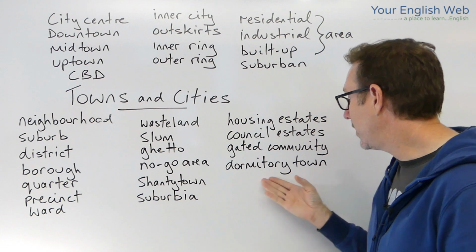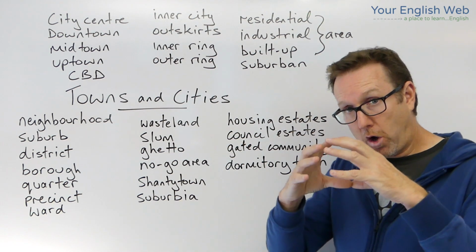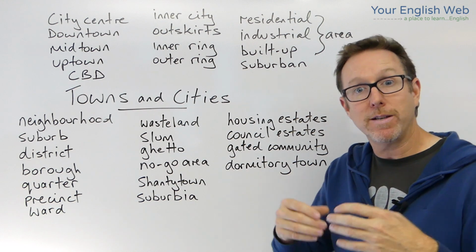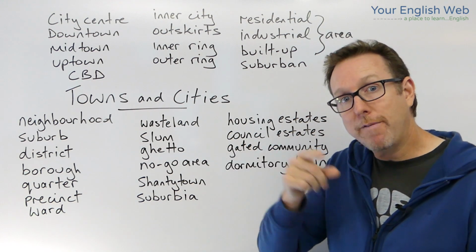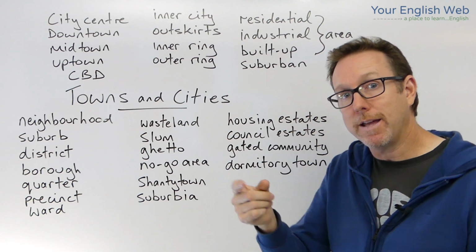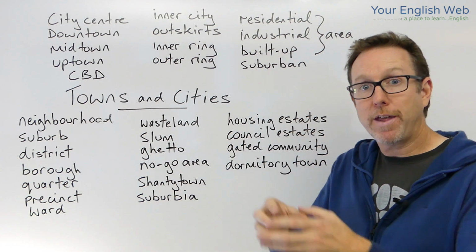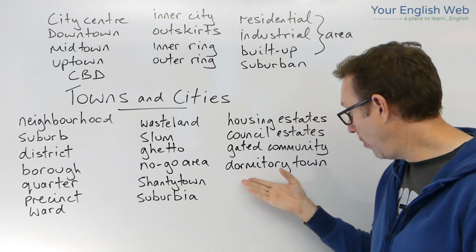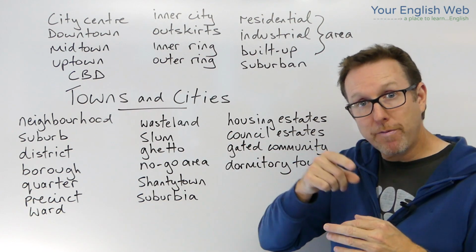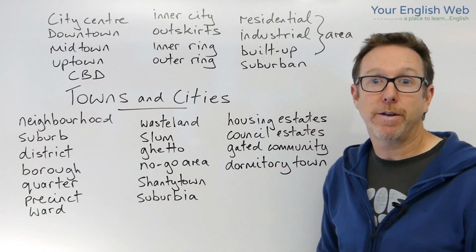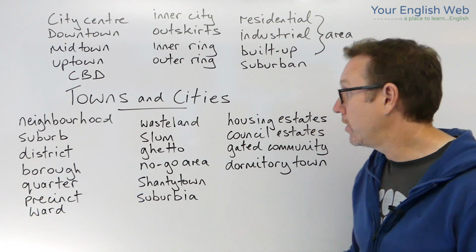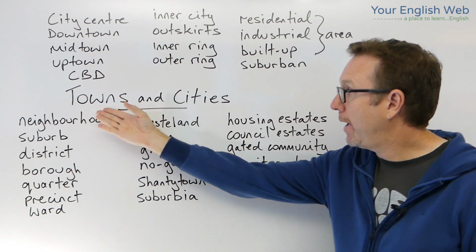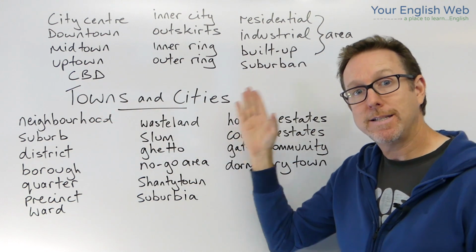And dormitory towns, again, in big cities, dormitory towns pop up where the cost of living is cheaper, but people travel to and from work every day. They commute. So they sleep in the dormitory town, hence the name, dormitory town. And they travel to and from work every day. So dormitory towns. So all of these words we can use in English when we talk about towns and cities.